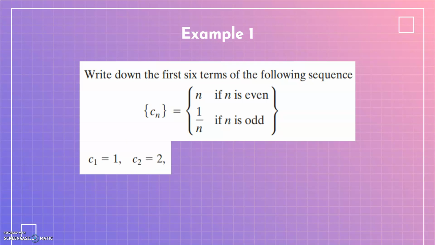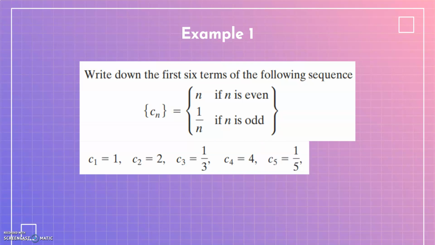If we plug in 2 into this equation, we'll notice that 2 is even, so we are given that c of 2 is just 2. If we plug in 3 into this equation, we'll notice that 3 is odd, so we can calculate c of 3 as 1 over 3. And we can continue using this function for terms 4, 5, and 6.